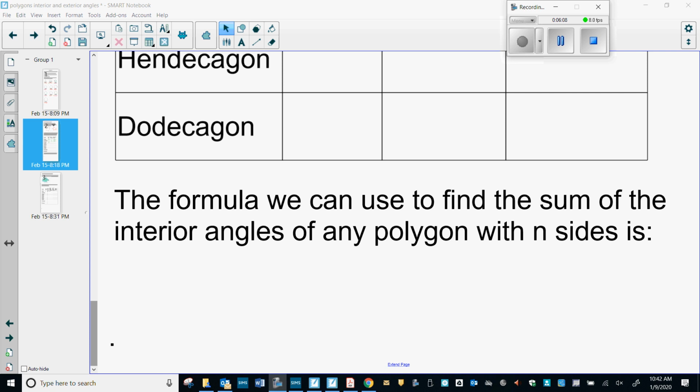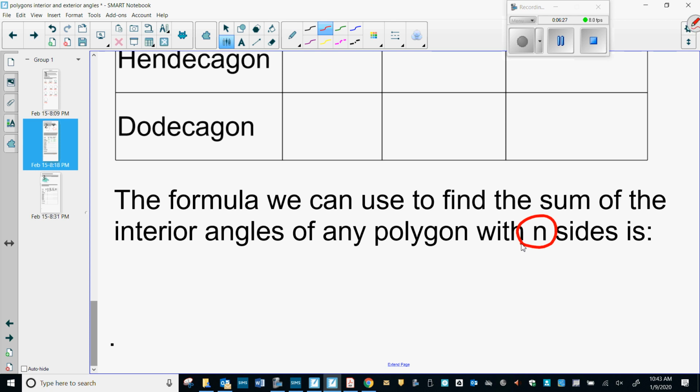Okay. Now there's a formula we use to find the sum of the interior angles. What we do is we say it's a general formula and we say it's got n sides. So the n can obviously change. So if it was talking about a heptagon, n would be 7. If it was a pentagon, n would be 5.